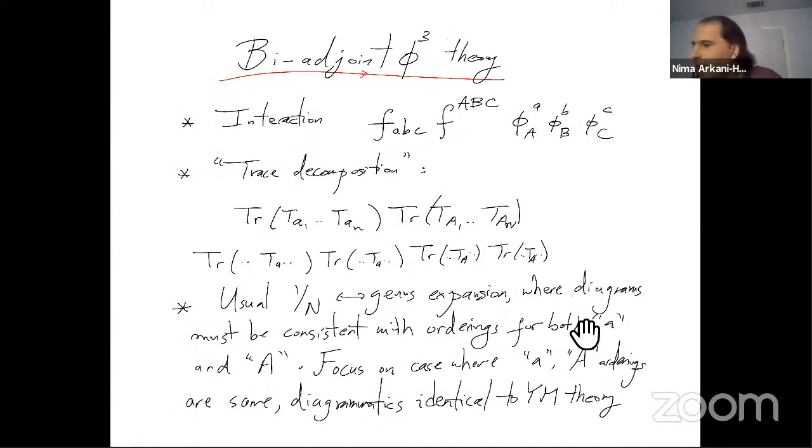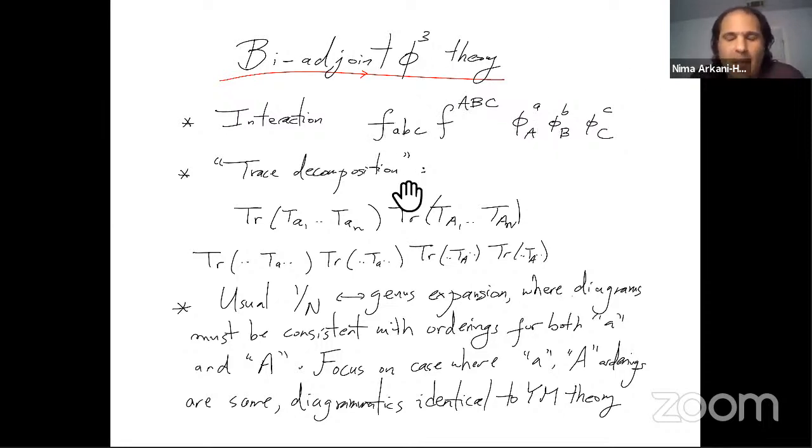Okay, now I'm going to turn to the actual theory that we're going to be talking about. That's this bi-adjoint phi cube theory. So this is just a scalar theory with a cubic interaction, and we want this scalar to have a color. But if we just had phi A, phi B, phi C, and we multiply by f^{ABC}, we'd get 0. So we give it two colors. That's why it's called bi-adjoint. We have an f little abc and an F big ABC.